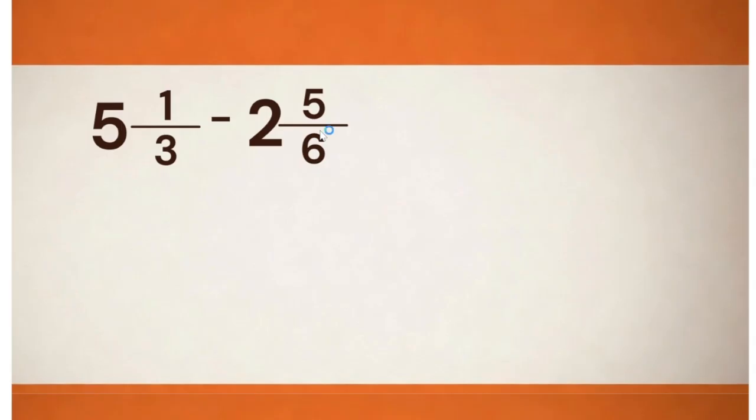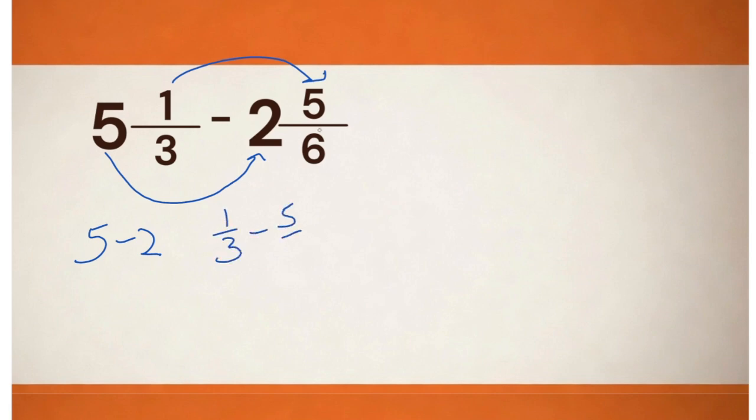How do we subtract when we have mixed fractions? What we have to do is subtract the wholes first. We will deal with the wholes together, and we'll deal with the fractions together. So that means we will say 5 minus 2, and then we will say 1 third minus 5 sixths.